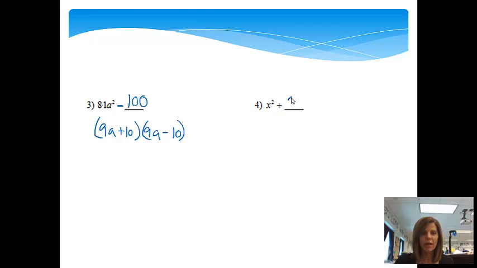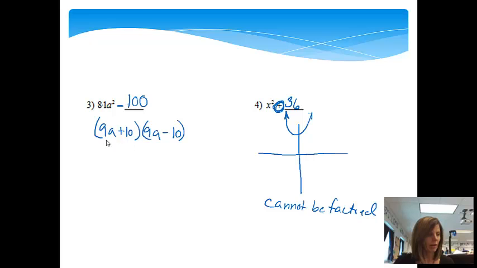And then the last one, x squared plus 36. Notice there's not a minus sign. So this method cannot be followed. And actually, if I were to graph this, this is what x squared plus 36 looks like. Notice it does not hit the x-axis at all. So this one actually cannot be factored.